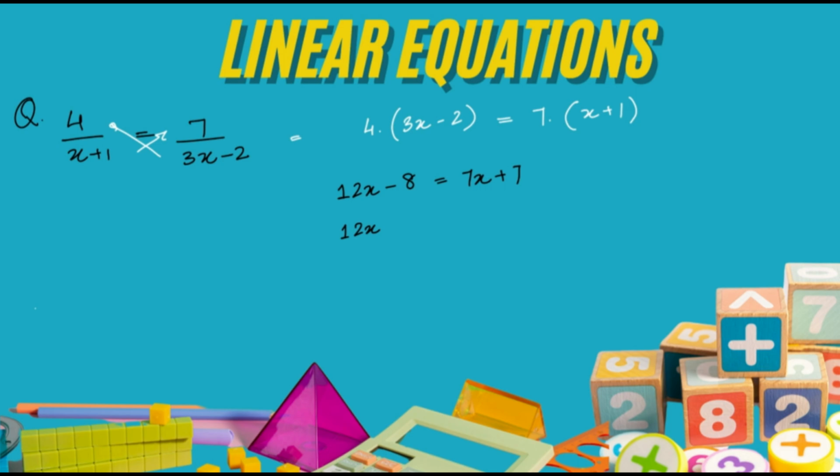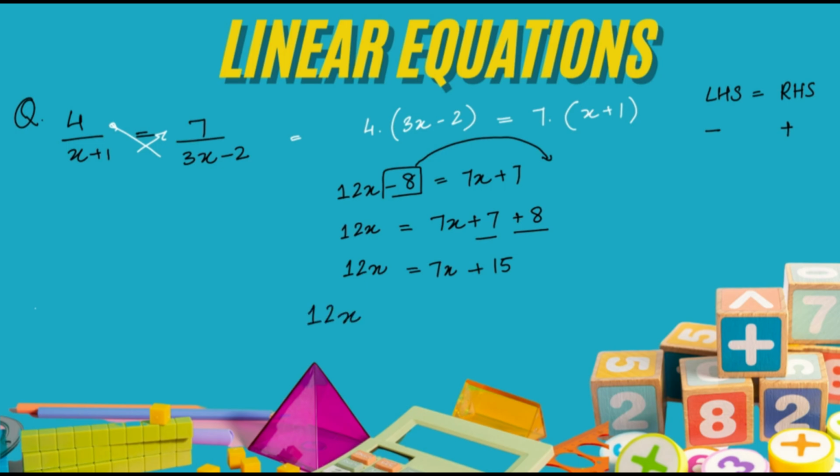Okay, in this we are going to subtract. We are just going to do the transpose method. So now just remember, when something on the LHS side is negative, for example we have -8, when we transfer it to the RHS side it becomes positive. So 7x plus 7 becomes plus 8. When this -8 is transferred to the RHS side, it becomes positive. Now we can add 7 plus 8, we get 15. So we have 7x plus 15 on the RHS side, and on the LHS side we have 12x.